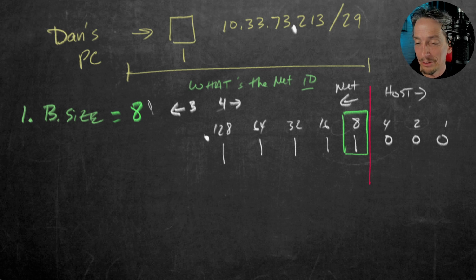So let me check my work. 25, 26, 27, 28, 29. That's the least significant bit in this last octet. This is the mask, and our block size is 8. All right, we are off to the races.